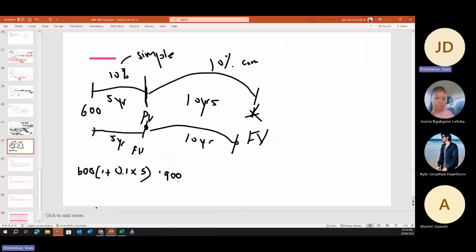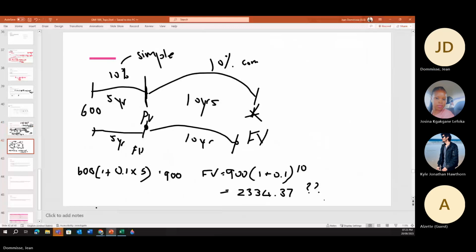And now we say, oh, okay, so now that is my new investment. I'm calculating it at 10% as the previous one, but it's compound interest. So then what is your future value? It is 1.1 to the power of 10, which is 2.59 times 900, which will give you something like 2334.37. But you can also just play around with this.